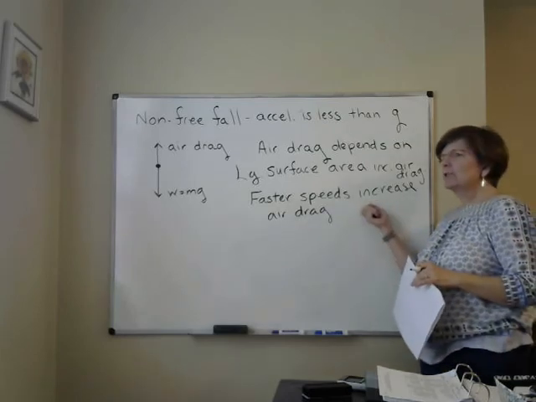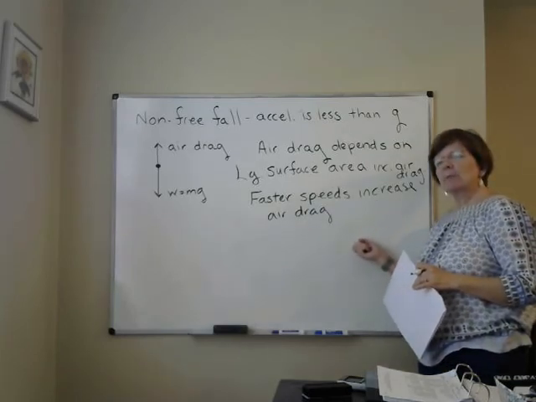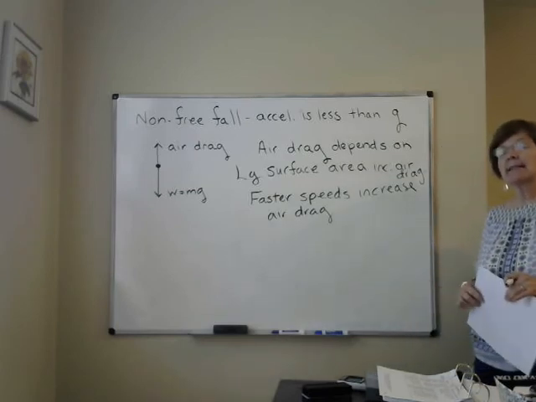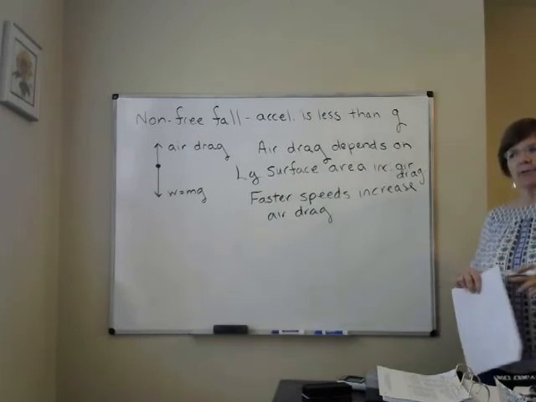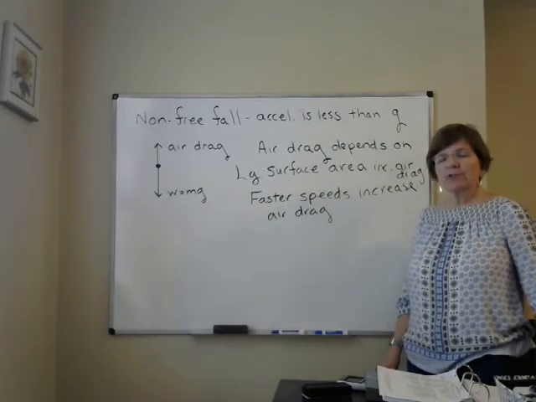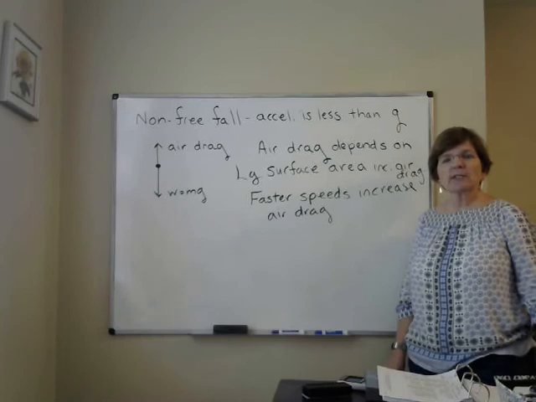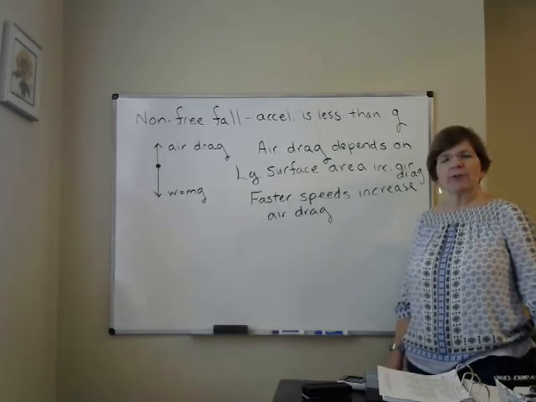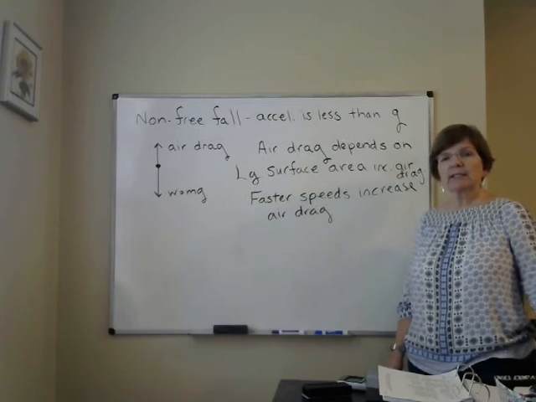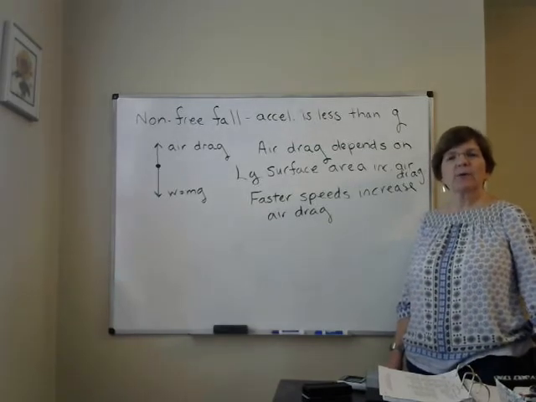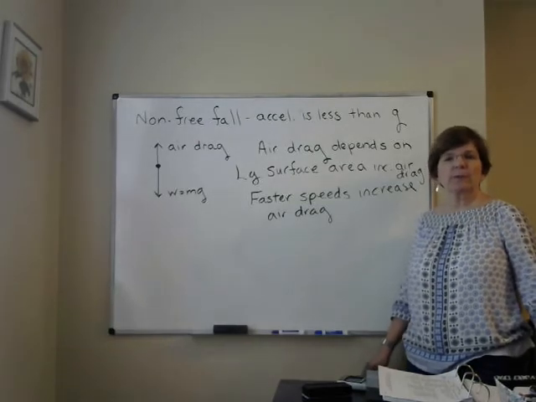But if the object falls as it gains speed, the friction force increases. That's different than with sliding friction. When we talked about sliding friction, when you push something across the floor, it does not depend on how fast you push it. It stays the same. If the friction force is 25 newtons, it's 25 newtons whether you're pushing it at 1 meter per second or at 30 meters per second.